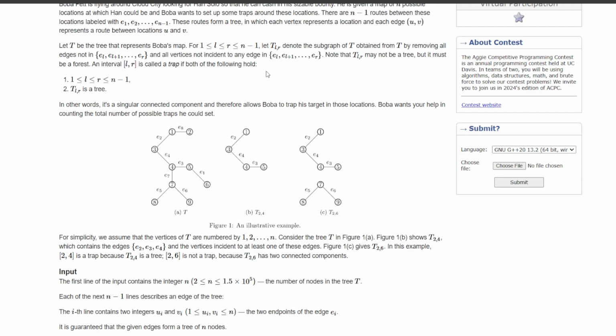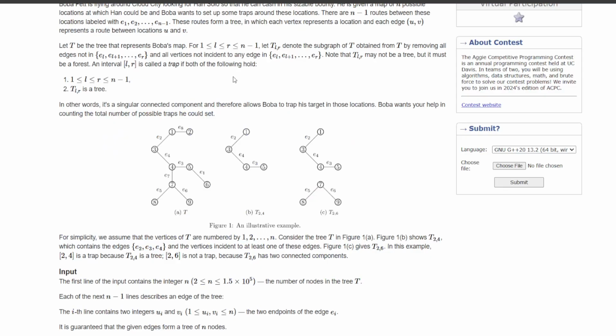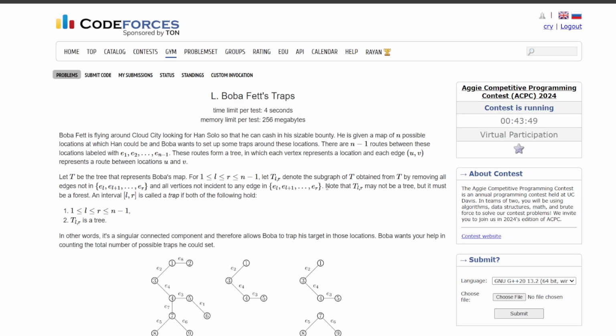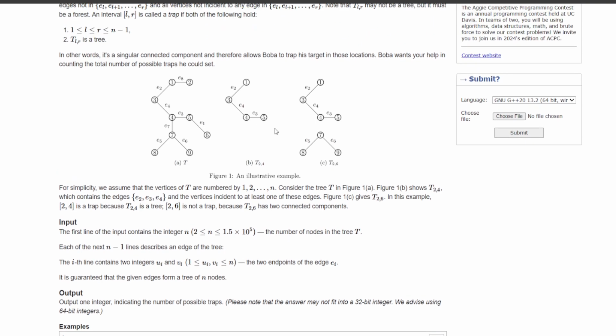So if you delete consecutive edges, then what happens? Wait. I just got an idea. Let's think about it this way. For each consecutive edge, you calculate the minimum and the maximum of everything between it. So if you want these two to be together, it needs to be at least as big as that and at least as small as that. You know what I mean?